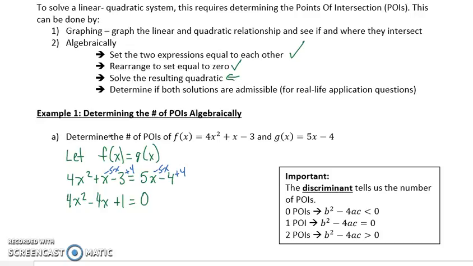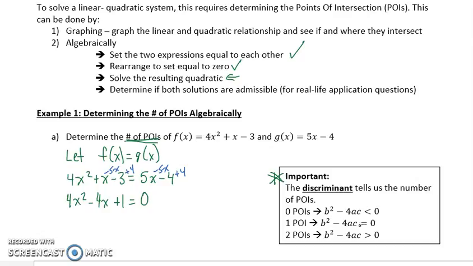But this is only asking us for the number of points. It's not asking us to determine what they are. It says determine the number of points of intersection. Well, here's an important thing we need to keep in mind. The discriminant, which we've learned about earlier this unit, tells us the number of points of intersection. If there are 0 points of intersection, the discriminant is going to be less than 0.